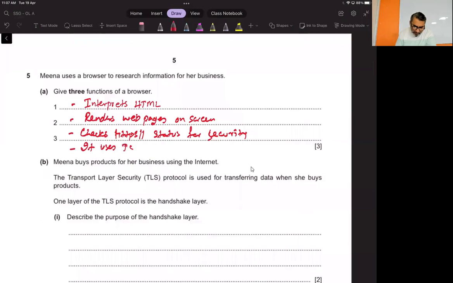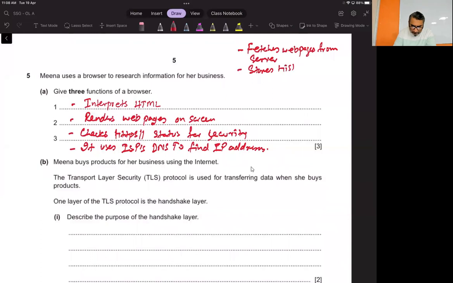It uses the ISP's DNS to find IP addresses. It fetches web pages from the server. It stores history. It stores bookmarks. Remember, if you write history or bookmark, you will only get 1 mark. Favorites, history, bookmark, they all will have just one single mark.